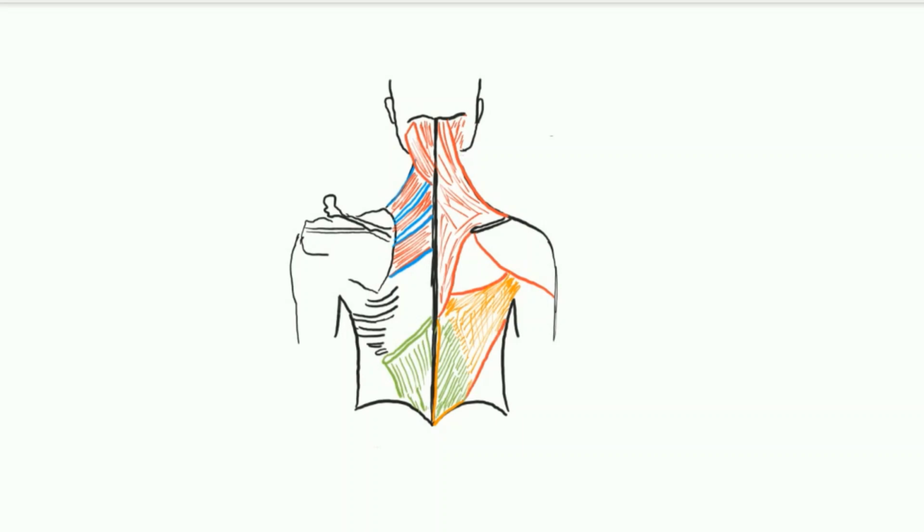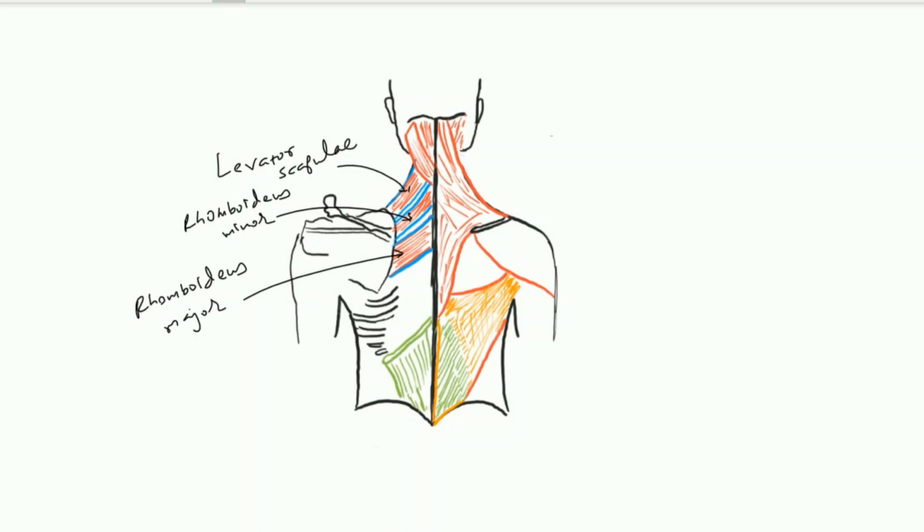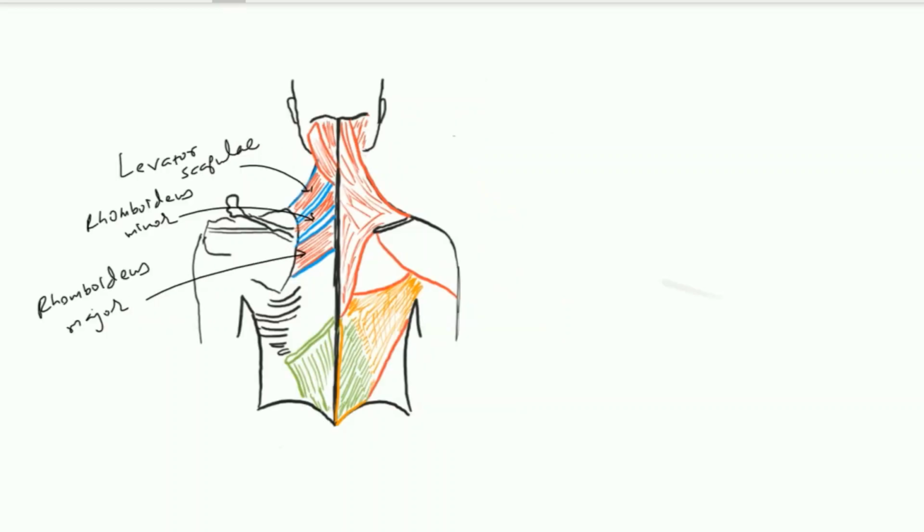Now when we remove the first layer of the superficial muscles of the back, these are the trapezius and the latissimus dorsi, we can find three small strap muscles just under it, and these muscles are the levator scapulae muscle, rhomboideus minor muscle. Now let's see the origin and insertion of all these muscles very briefly.